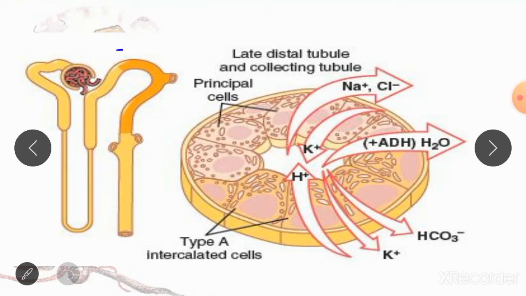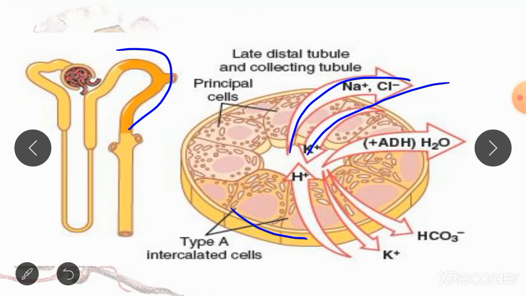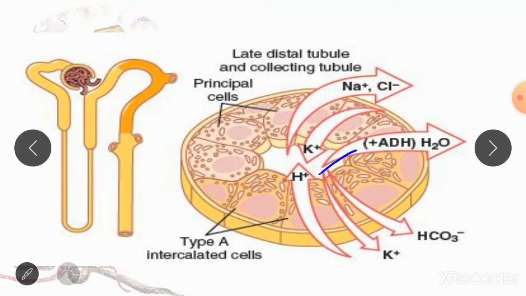Here you can see your late distal convoluted tubule. Here you can see your principal cells. They are reabsorbing sodium and they are excreting potassium. And here you can see your intercalated cells. They are reabsorbing potassium and bicarb ions and they are secreting hydrogen ions. And when ADH is present, there is going to be reabsorption of water.